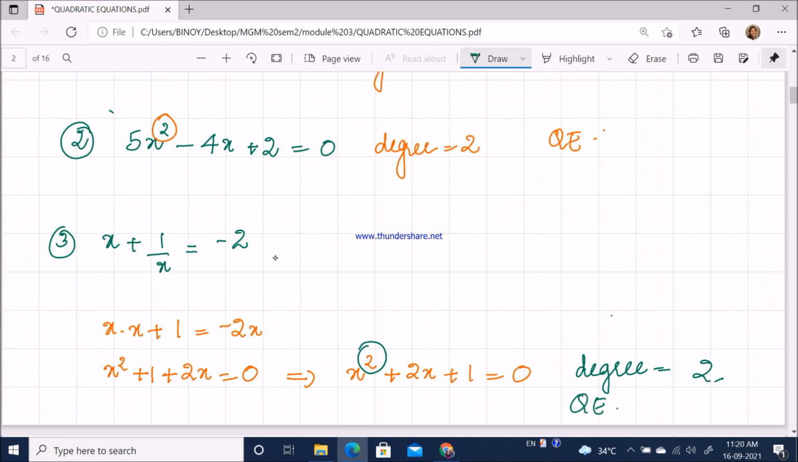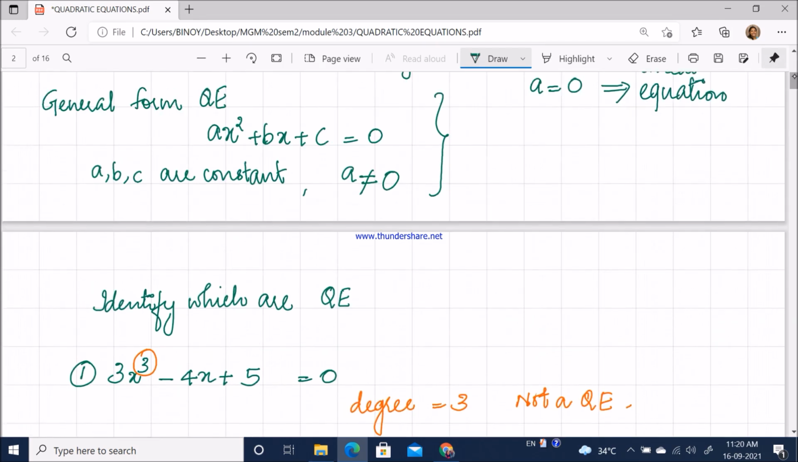Whenever an equation occurs in this form, we need to find the LCM. So multiplying x on both sides, x into x plus 1 is equal to minus 2x. Taking 2x to the other side, x square plus 1 plus 2x is equal to 0. So the expression is changed to x square plus 2x plus 1 equals 0. So it is a clear case of a quadratic equation. This is how we identify whether a particular expression is a quadratic equation or not.